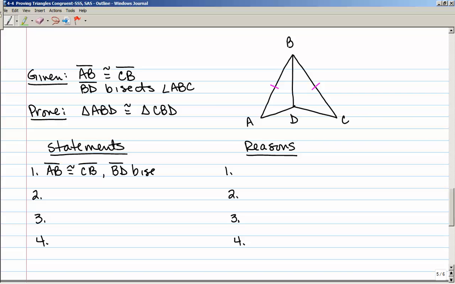BD bisects angle ABC, and both of those are given. Now, if segment BD bisects big angle ABC, then that means that this angle ABD and this angle CBD are congruent to each other. So angle ABD is congruent to angle CBD by the definition of an angle bisector.